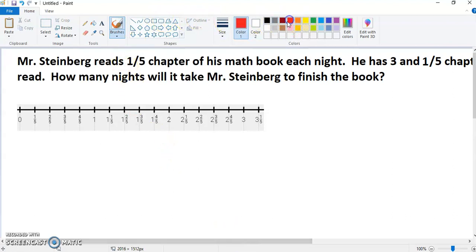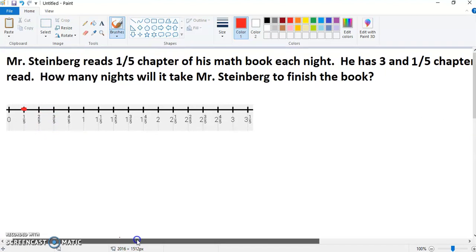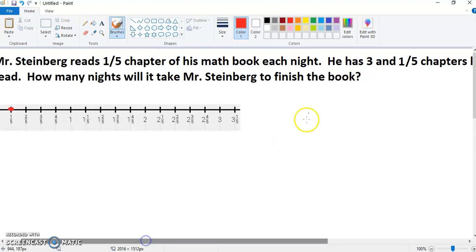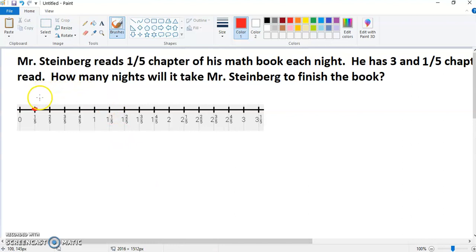Well, let's find out. Where are we starting? So I start here. I read 1/5 of my math book each night. So let's see, how many days will it take until I reach the rest of my book, which is 3 1/5 chapters left. So we count. There's 1 night, and then 2, and then 3, and then 4, and then 5.